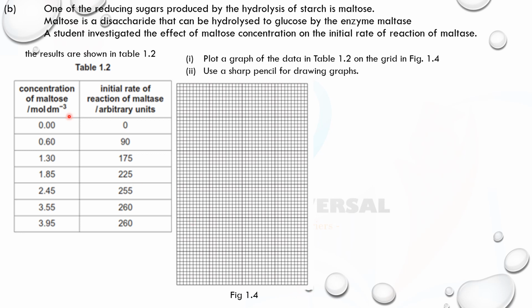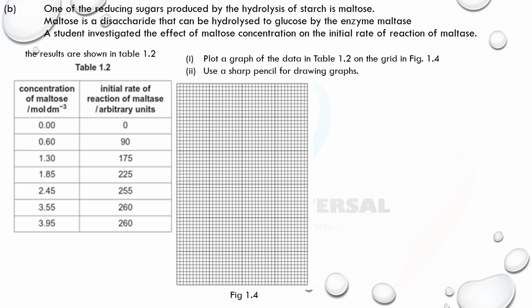Write the unit, mole per dm cube. Your dependent variable, initial rate of reaction, should be on the y-axis. Write the unit. Now in biology, we like to use 2 cm, so choose a scale for this. If you choose 2 cm as 10 small boxes for 1 mole per dm cube, these are 2, 3, 4.